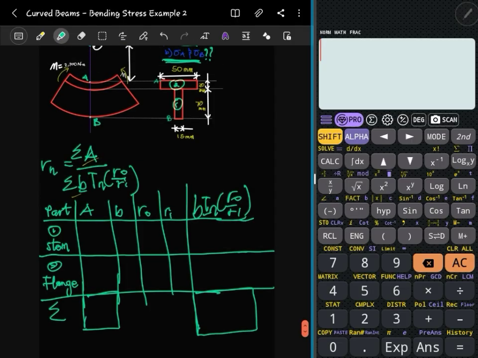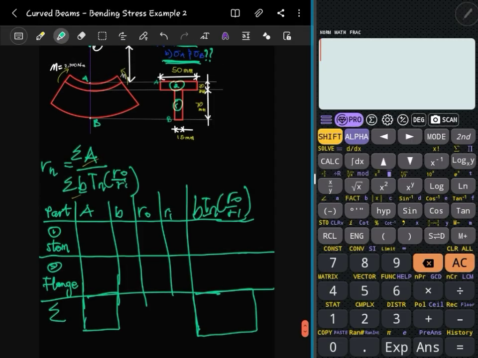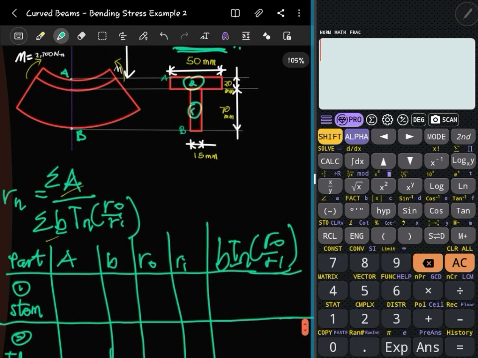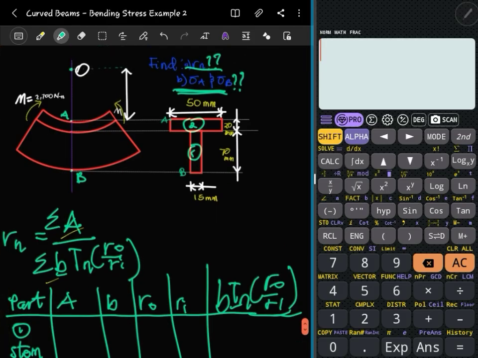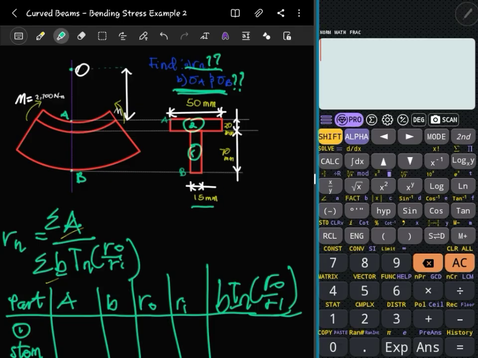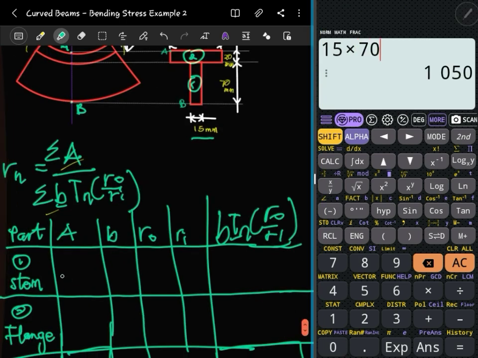And now that we've named the parts, stem and flange, 1 and 2, let's move on. We start with the stem. What's the area? The area will be 15 times 70. What is that giving us? 15 times 70 gives us 1050 for the area of the stem.